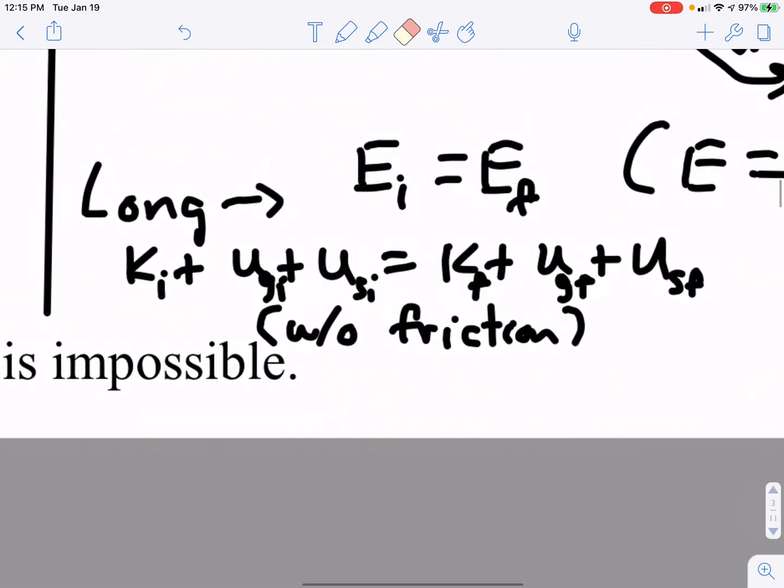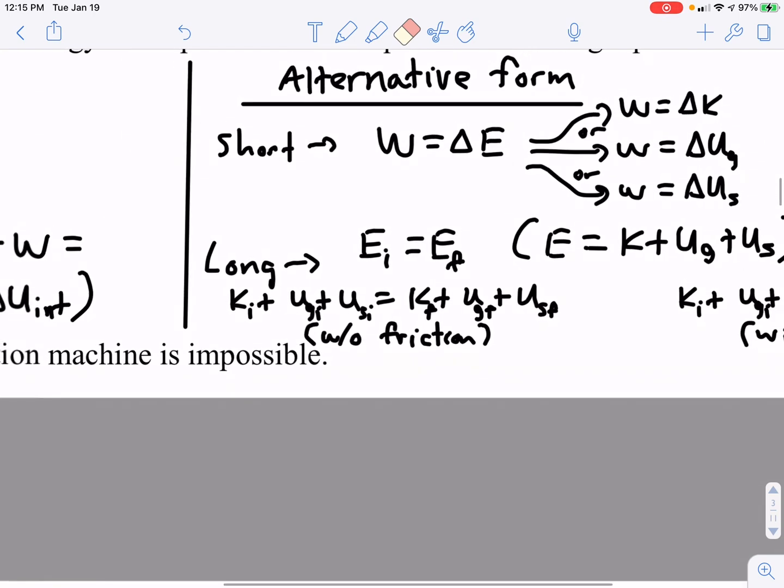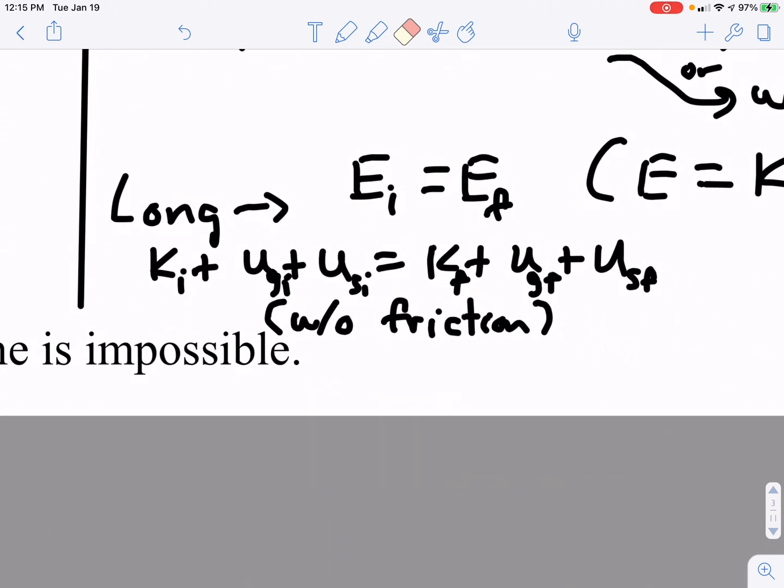And as you can see, we can simply expand that. Since total energy is kinetic plus potential energy, we can expand that to say initial kinetic energy plus gravitational potential energy plus spring potential energy equals final kinetic energy plus final gravitational potential energy plus final spring potential energy. That is, of course, without friction.